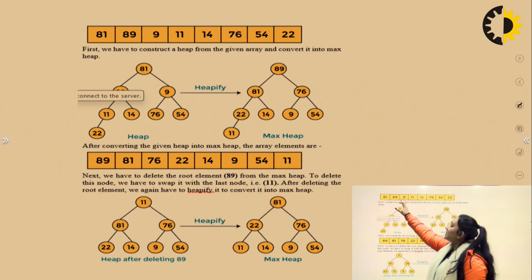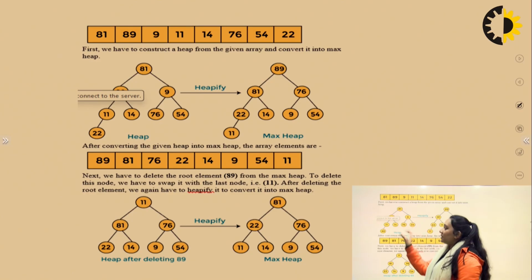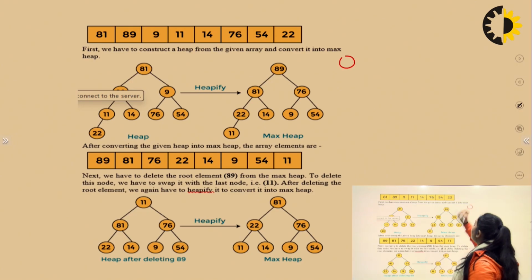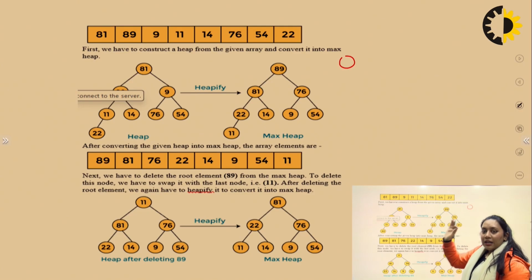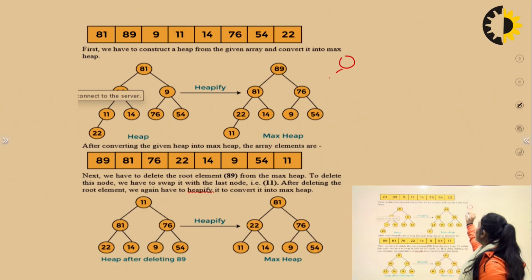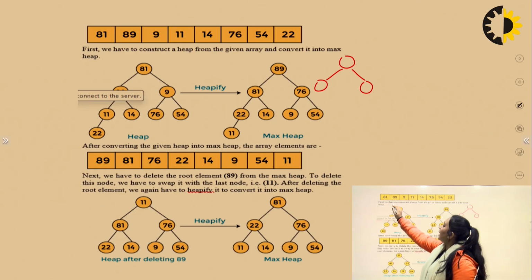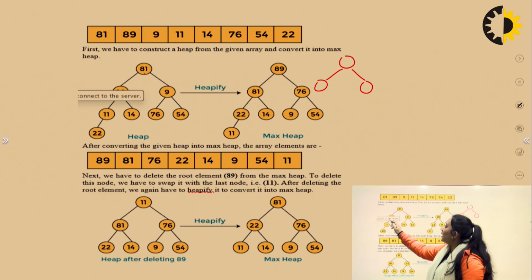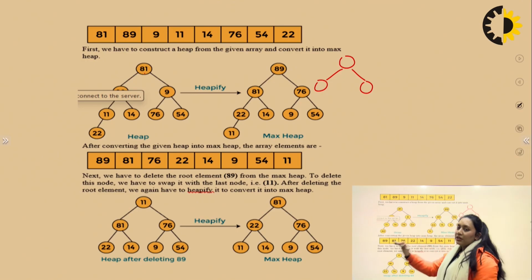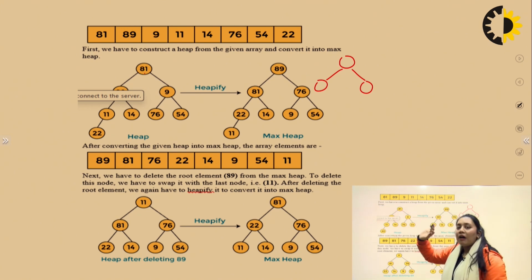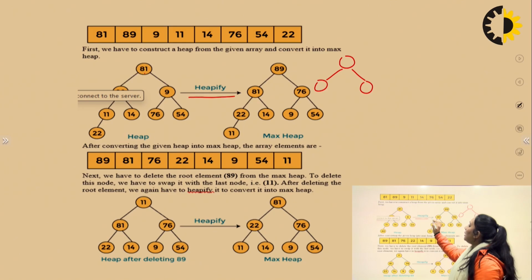The elements can be presented in a tree-like structure, right? What do we mean by tree-like structure? In the tree, we have the root element as well as the left child and the right child, right? We simply go with the flow of making the binary tree form. So 81 is the root, then the left child is 89, then 9, then 11, 14. Sequentially we will do this, right? After making the heap, in the form of a graph or tree, we need to heapify the elements.